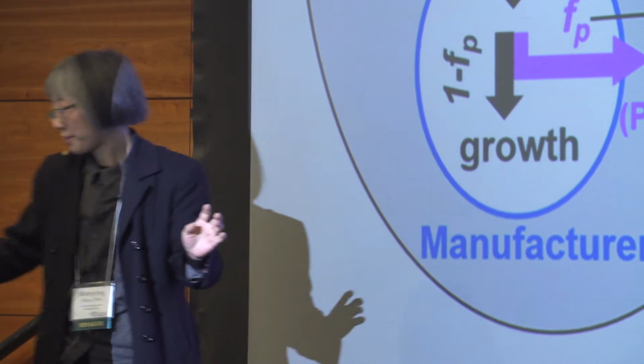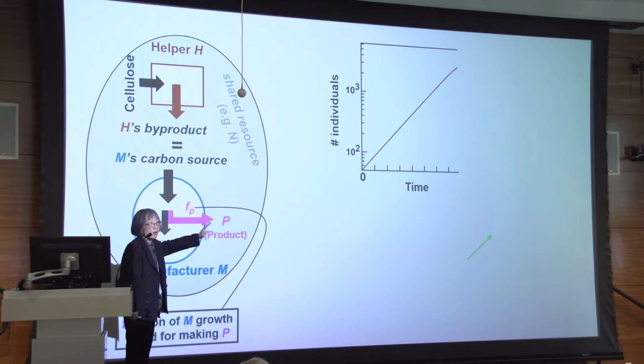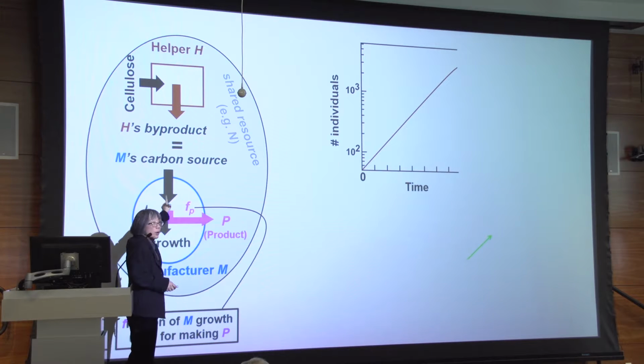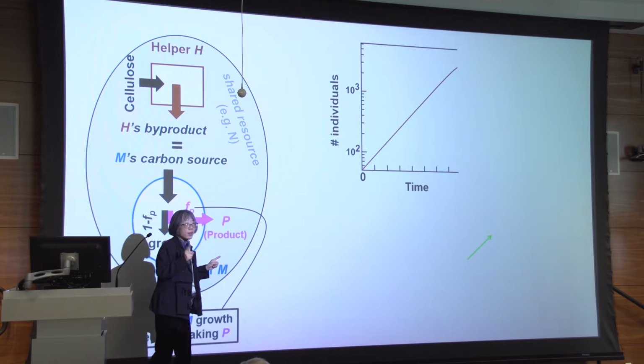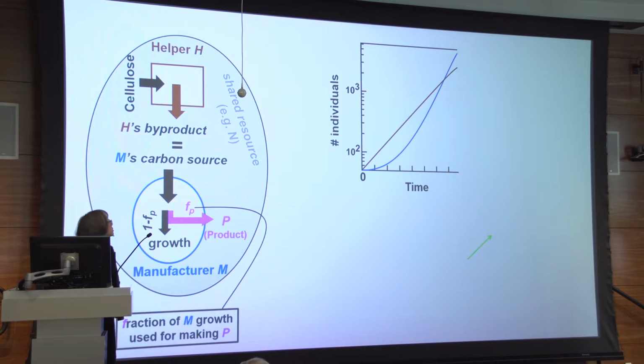How might it work? It looks like this, right? Initially, the helper can just grow because it has all the resources it needs. Manufacturer initially couldn't grow because it has to wait for the byproduct from helper to accumulate. So manufacturer will suffer a lag. But if the manufacturer can catch up, that is, grow faster than helper at some point, there's hope for coexistence. And as they deplete the shared resource, both will cease growth and the product will not be made.